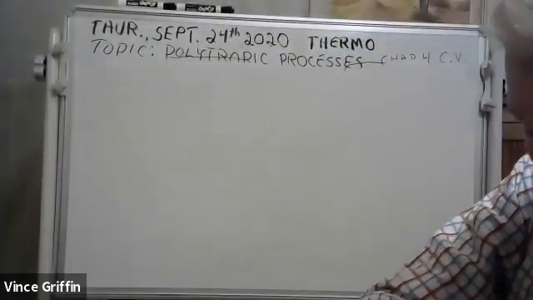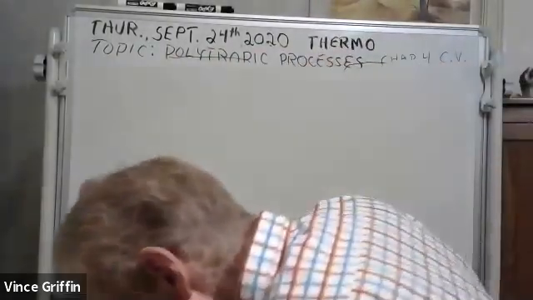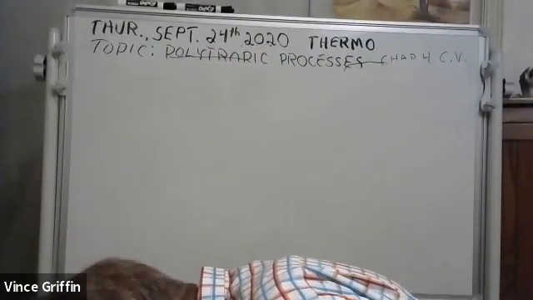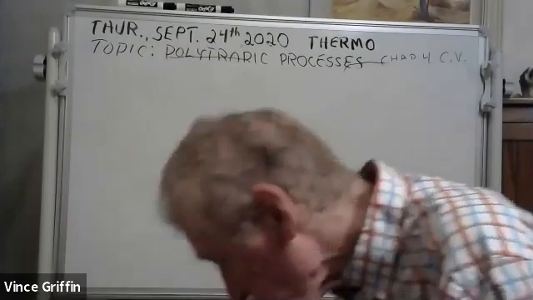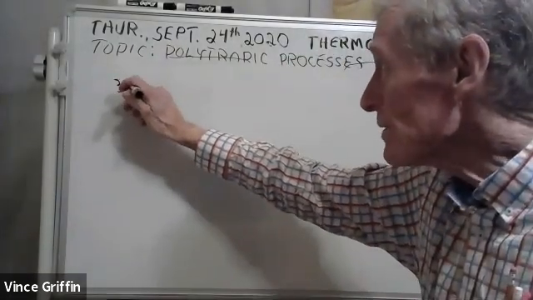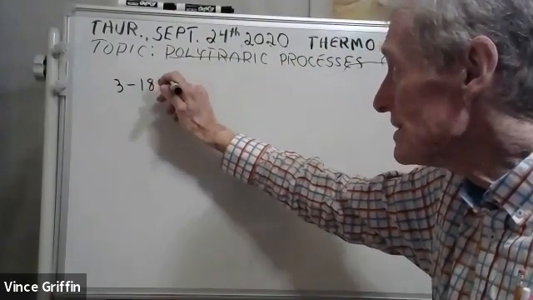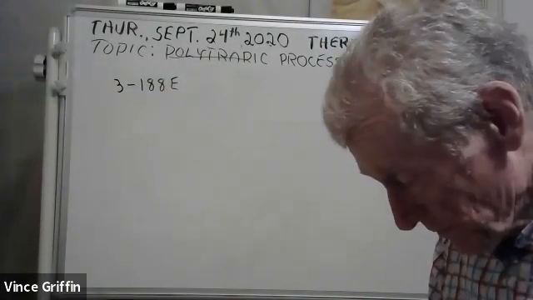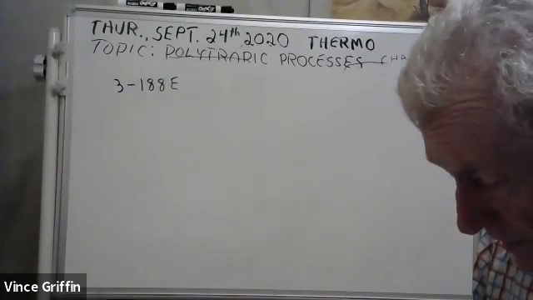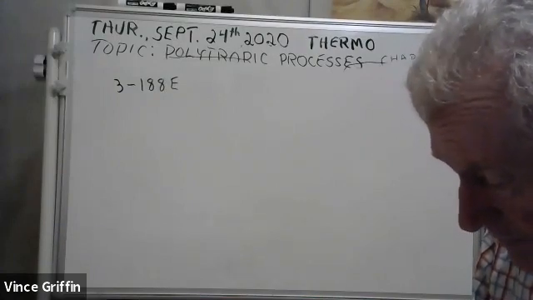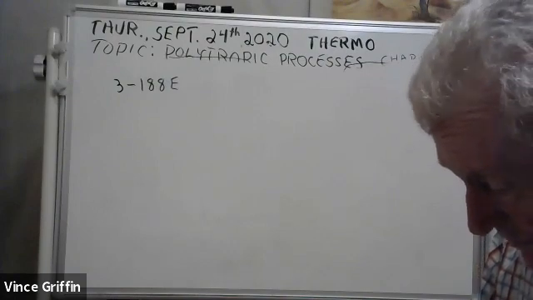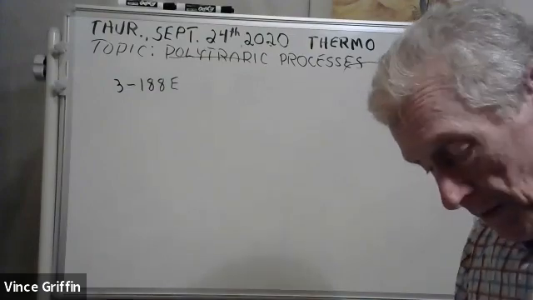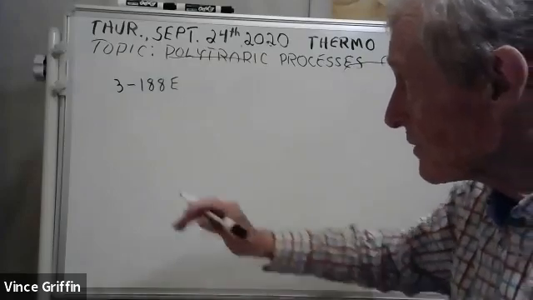All right, well, let's do a polytropic process with an ideal gas. And this one that I want to do with you is 3188E. I think we need practice with English units. So help me find 3188E. I found it. Helium gas. Hey, we just did a thing with helium gas.